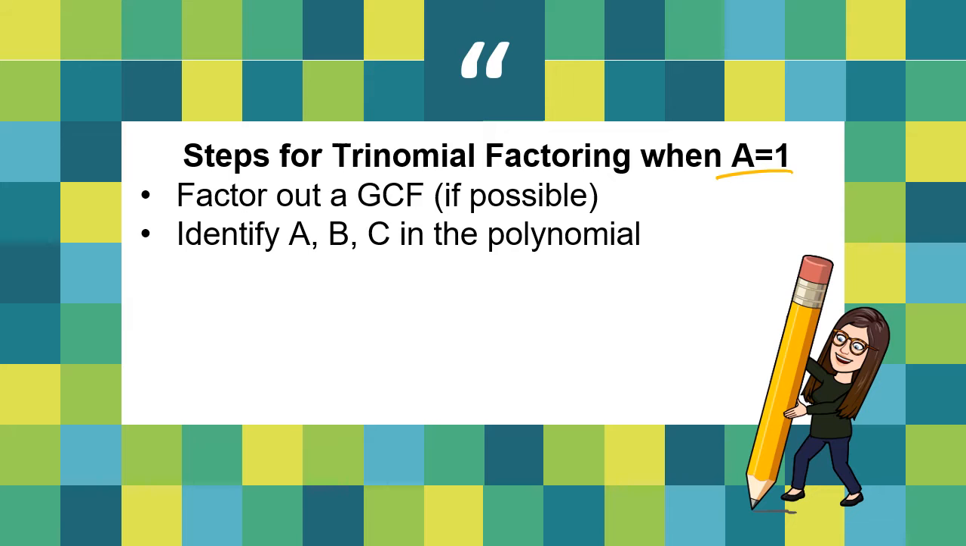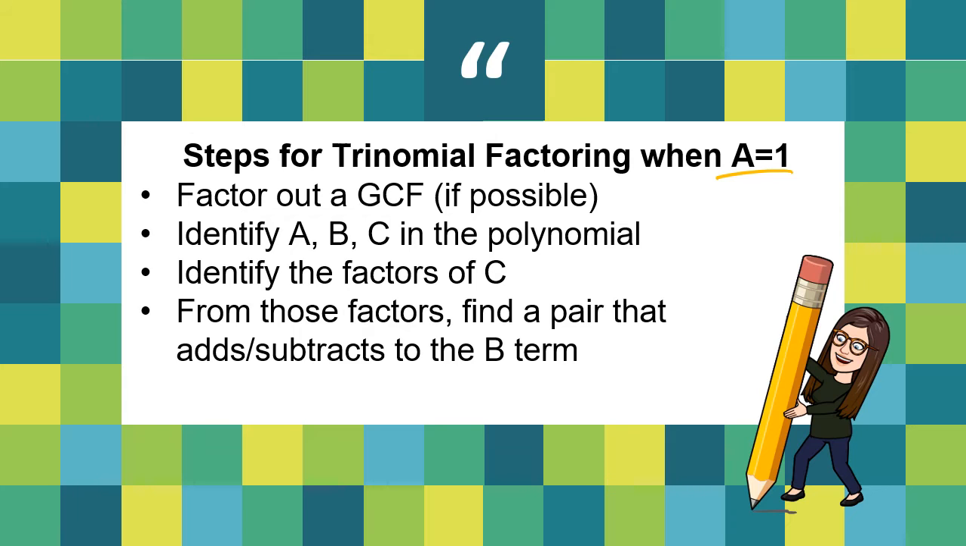Second, you want to identify the a, the b, and the c in the polynomial, meaning when it's written in standard form, what is the a, b, c value? Next, we're going to specifically look at the constant, the c value, and we're going to talk about its factors. So we're going to go back to things you might remember like factor trees, breaking apart numbers into smaller numbers, things like that.